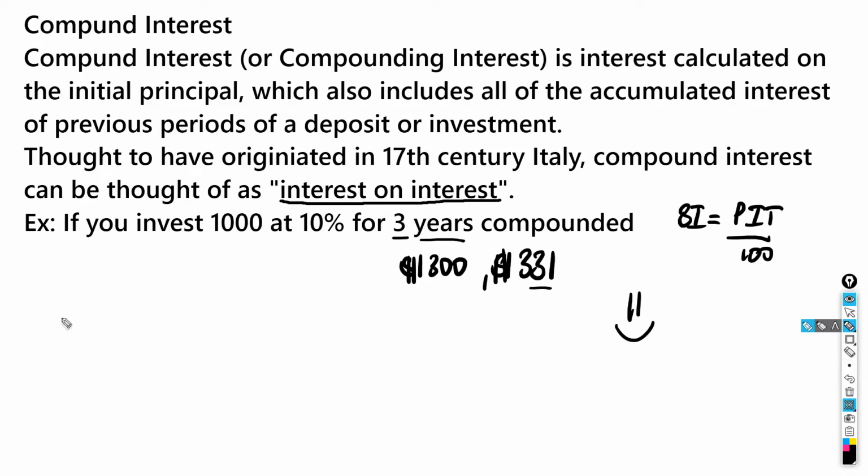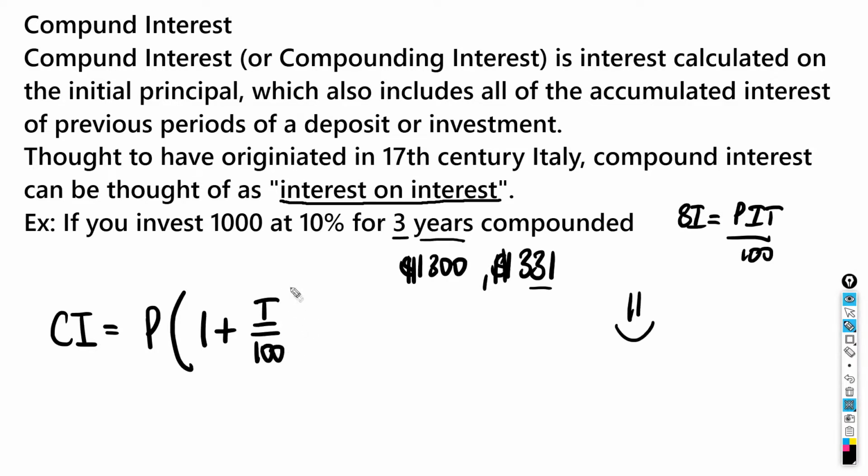All right guys, so this is the formula now. The compound interest formula is equal to P, the same PIT, P multiplied by open bracket, 1 plus I over 100, to the power of T, the time period. So this is the formula, guys.